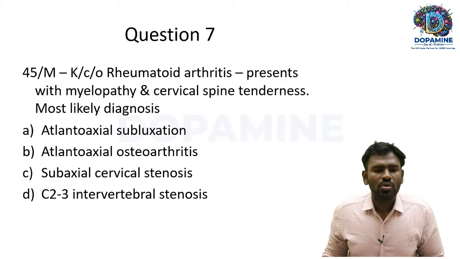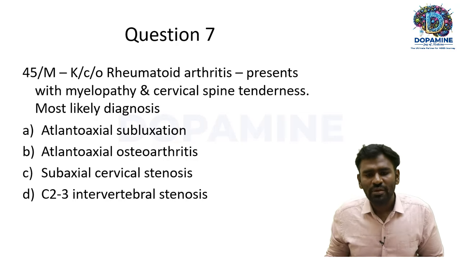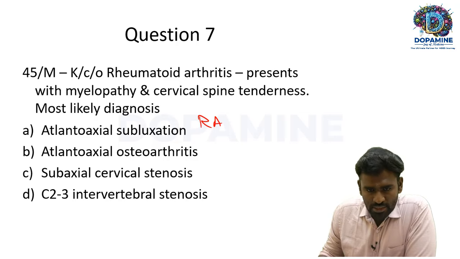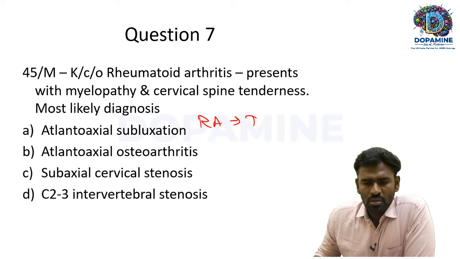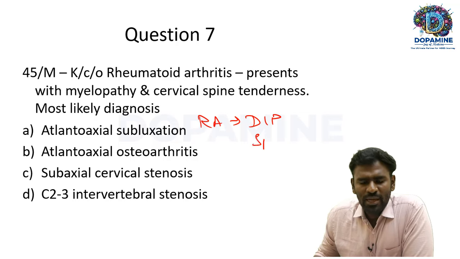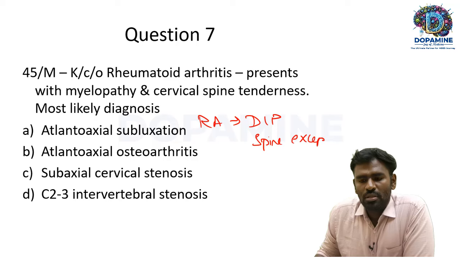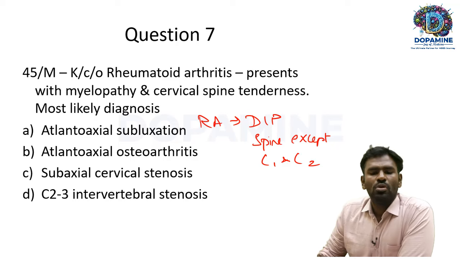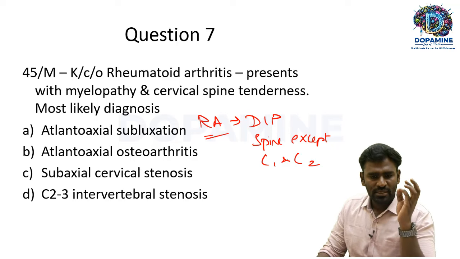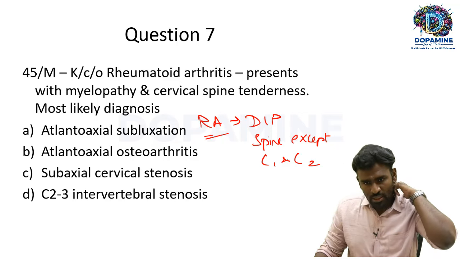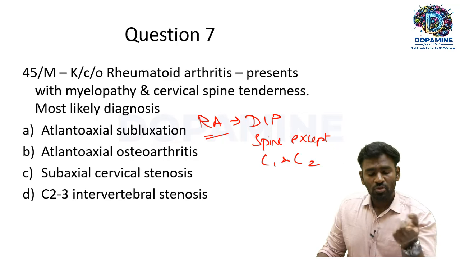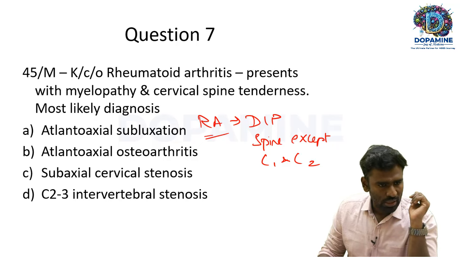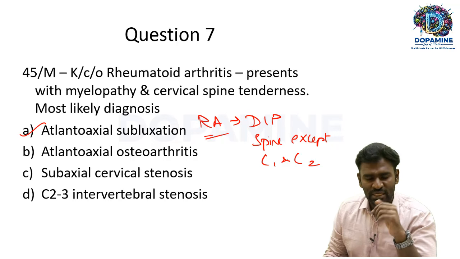45-year male, known case of rheumatoid arthritis, presents with myelopathy, cervical spine tenderness, most likely diagnosis. Okay, the beauty of rheumatoid arthritis is it spares the distal interphalangeal joint and the spine except C1 and C2. This is a thumb rule. Rheumatoid arthritis doesn't affect the distal interphalangeal joints of the hand as well as the cervical spine, more precisely C1 and C2. So if they have asked this question, the most correct answer is atlantoaxial subluxation. Okay.